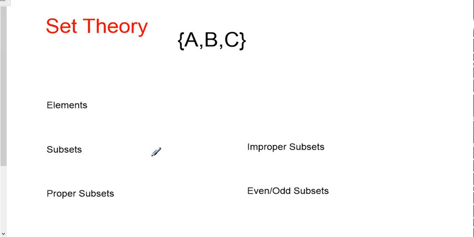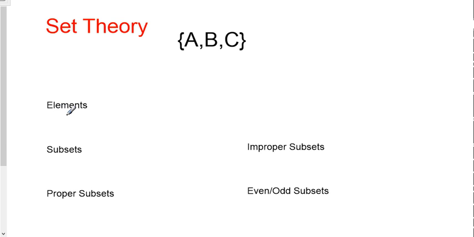Hey, this is the second lesson on set theory, and this one's going to take a while, so I hope you have a few minutes. What we're going to do is learn about how many elements a set has, how many subsets it has, how many proper subsets, how many improper subsets, and how many even or odd subsets.